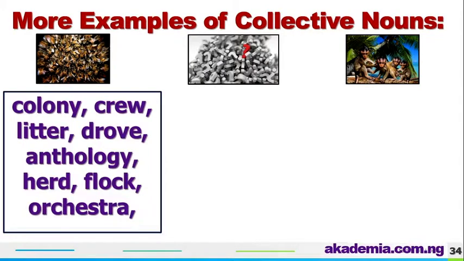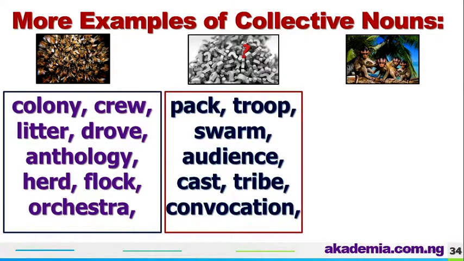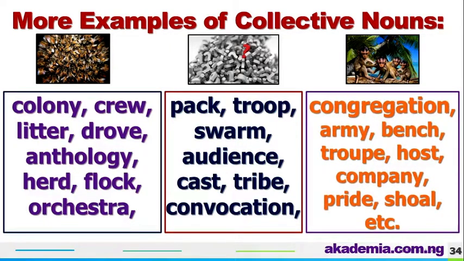We have colony, we have crew, we have litter, we have drove, we have anthology. For instance, you can have anthology of poems, a herd of sheep, a flock, a pride, an orchestra, a pack, troop, swarm, audience, cast, tribe, shoal, convocation, congregation, army, bench, troop, host, company, and so on and so forth.